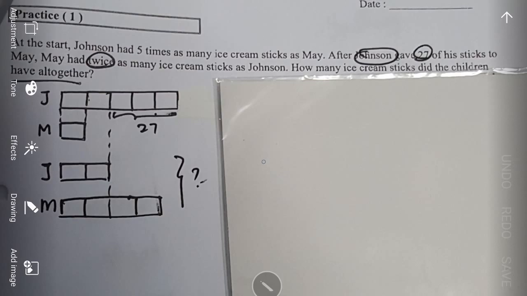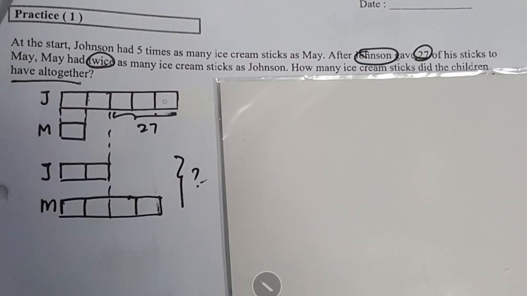So what you can do first is look at Johnson. Johnson has 5 times as many ice cream sticks as May. So Johnson, you draw 5 units here. 1, 2, 3, 4, 5. And May 1 unit, right?